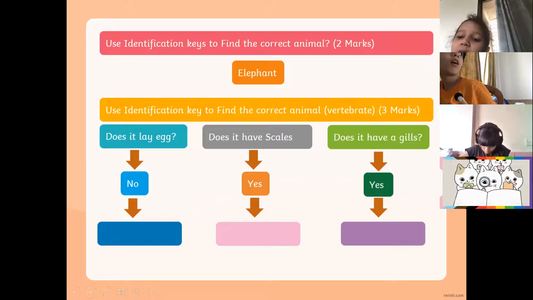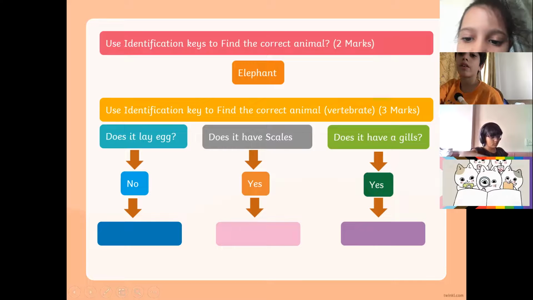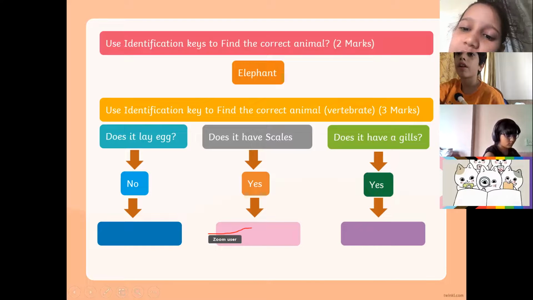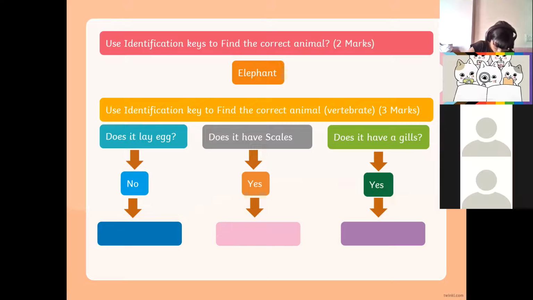I wrote the animal names. No, you don't have to write the animals, Mariam. Just erase it and write it again. Yes, Manha. What about the elephant? What should we do? For the elephant, you have to make five questions, right? Start with can it fly, and then make four more questions.